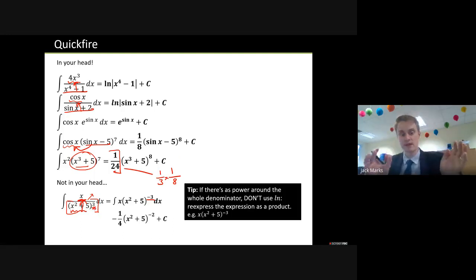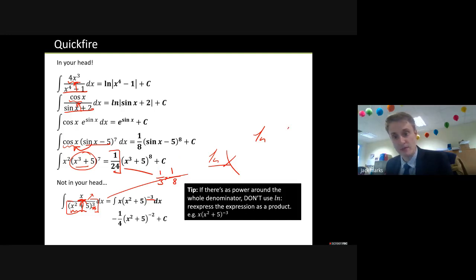When you have things in the denominator, there should be no power on the denominator as a whole. That's quite a common mistake, that one there. So if you went straight for natural log, we don't want to go for that one there. Natural log would be okay if we had like 1/x squared plus 5. That's fine. The problem here is that it was x squared plus 5 to the power of 3. So that needed to be changed to -3.